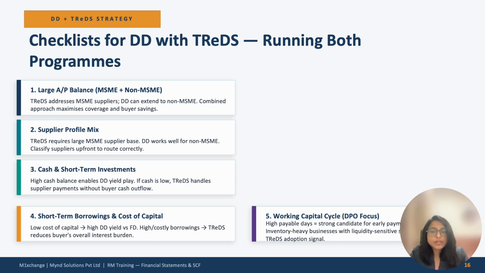Because if there are fewer suppliers, the buyer might not be interested in having a program, because for a buyer, managing a large number of suppliers is difficult, and that is where it will go for a program where all its vendors are managed together, both the MSME and non-MSME, right? So here, if it has a good mix of, say, MSME and non-MSME, the dynamic discounting can work for the non-MSME vendors, and TReDS can work for its MSME vendors. So you give a full solution for its supplier-side value chain.